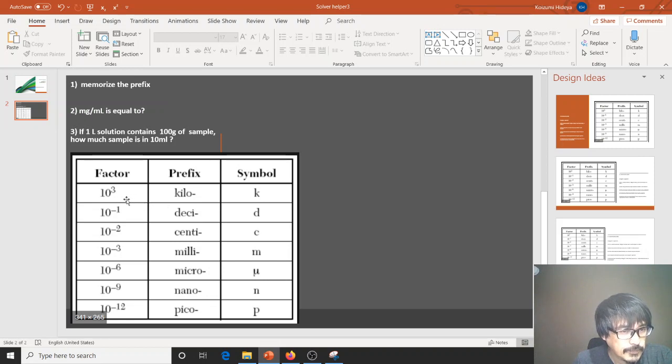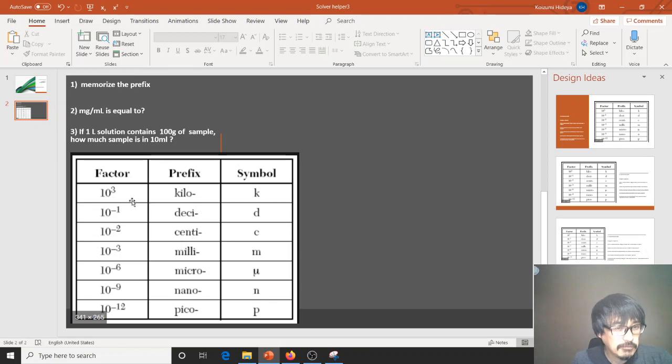So kilo is 1000, deci is 1/10, centi is 1/100th, and milli is 1/1000th, 10 to the negative 3. Micro is 10 to the negative 6, and nano is 10 to the negative 9. Sometimes as the science advances, we tend to use pico more often. So these days we use picos. But as far as general chemistry is concerned, I think nano is probably good enough.